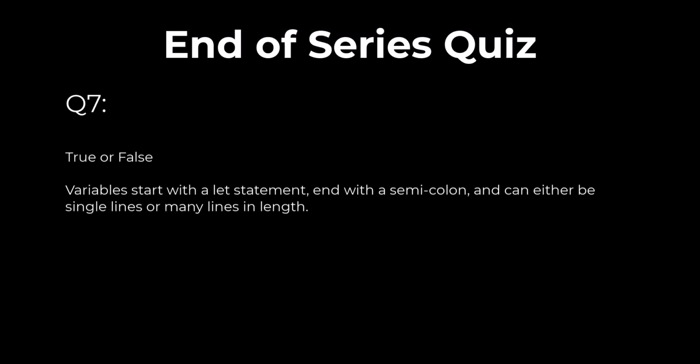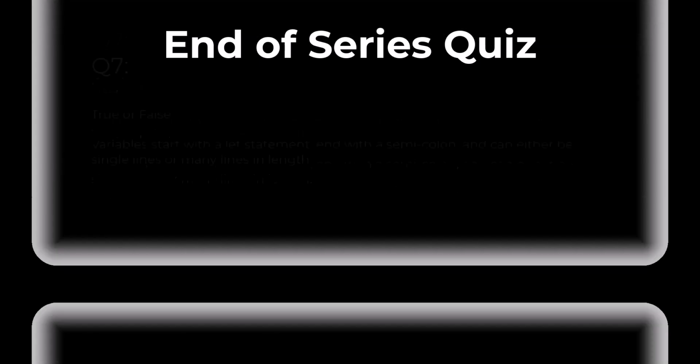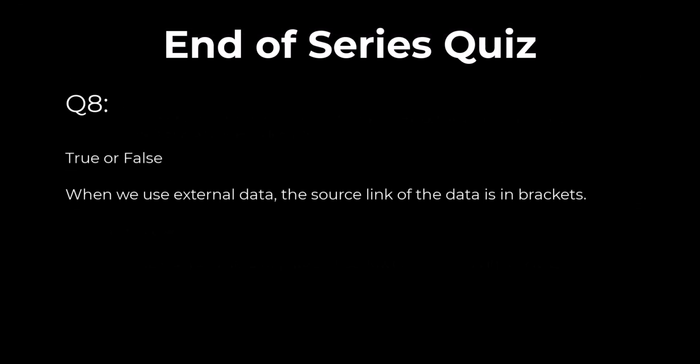Question 7. True or false? Variables start with a let statement, end with a semicolon, and can either be single lines or many rows in length. The answer is true. Variables can be many rows, but have to end with a semicolon. Question 8. True or false? When we use external data, the source of the data is in brackets.